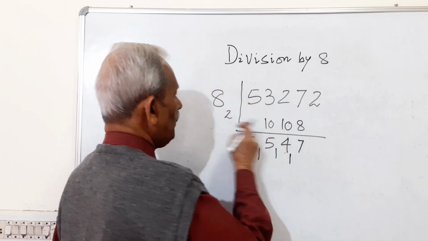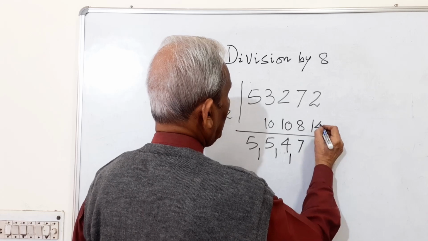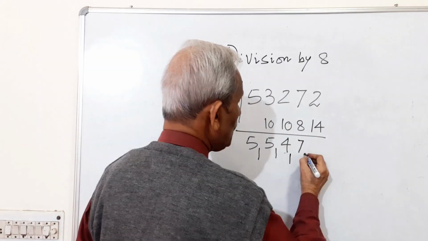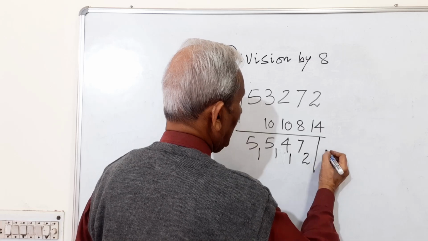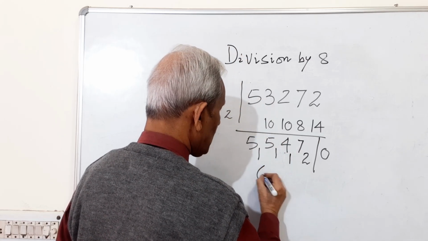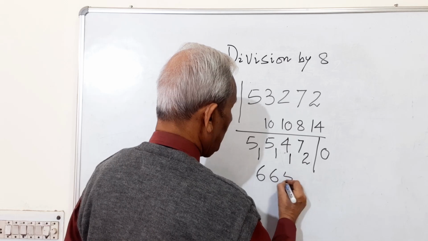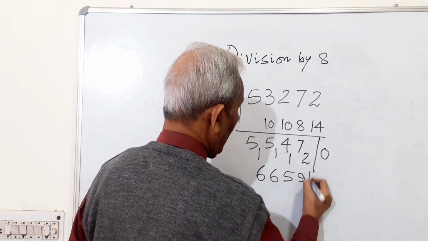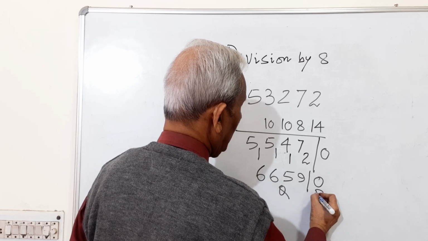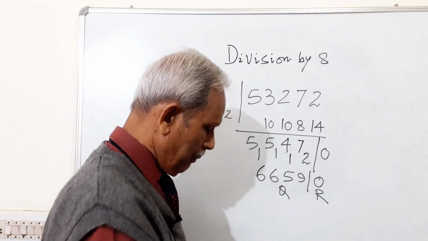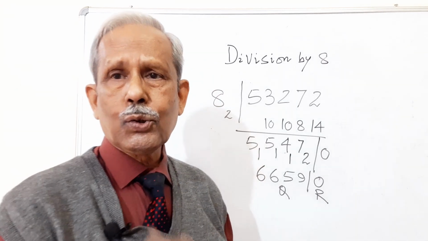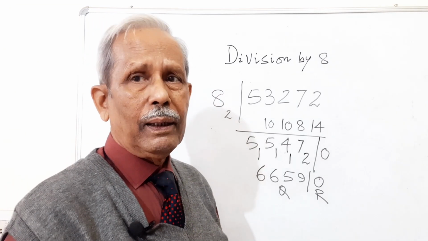7 here. 7 to the 14. 14 plus 2 is 16. 8 goes 2 times into it. 2 and 16 minus 16 is 0. So here the answer is 6, 6, 5, 9, and 6, 6, 5, 9 is the quotient and 0 is the remainder. 6, 6, 5, 9 and the remainder is 0. This number is totally divisible by 8.